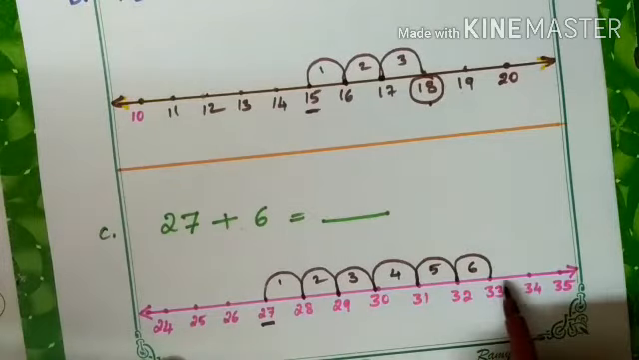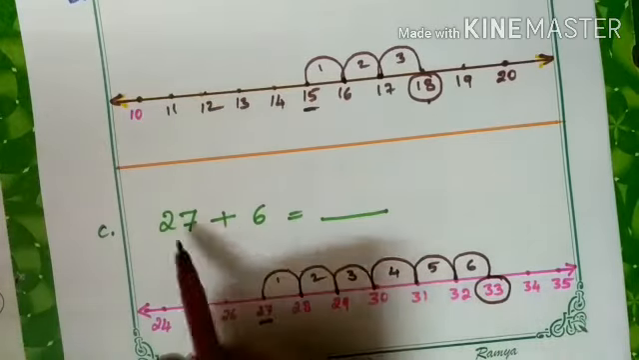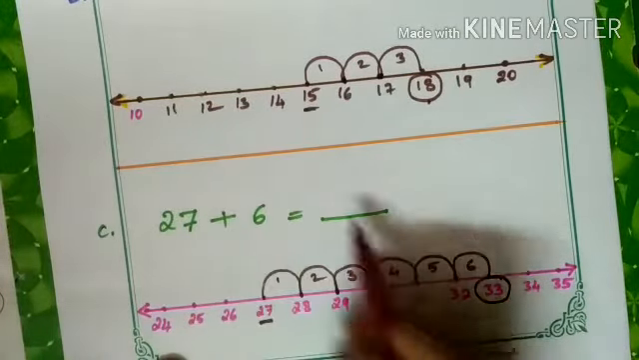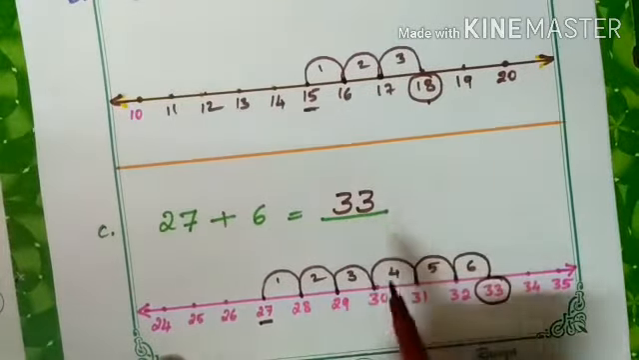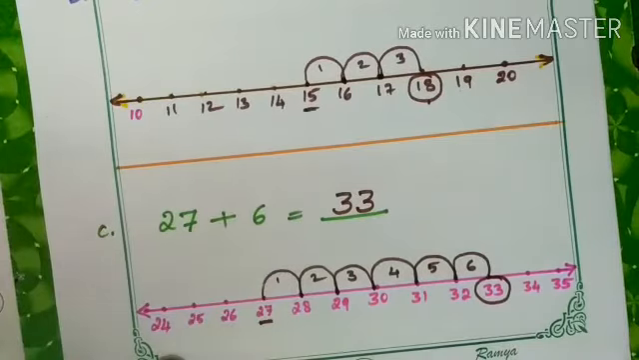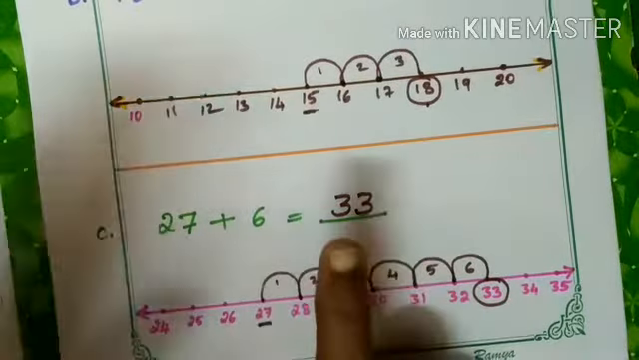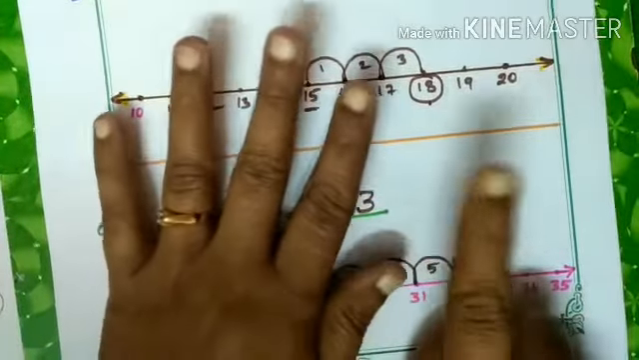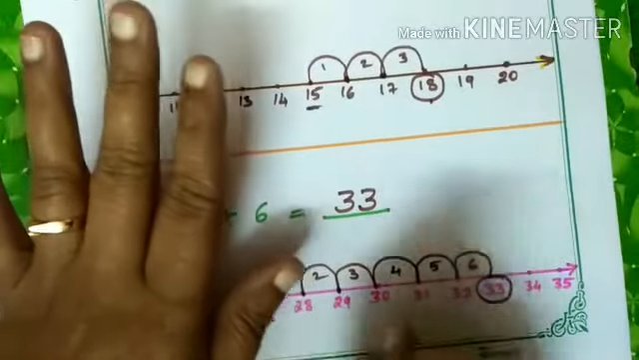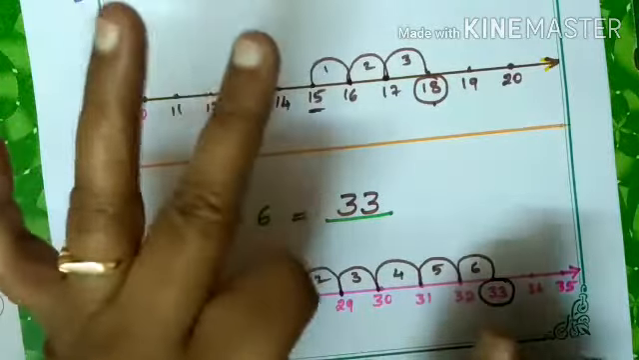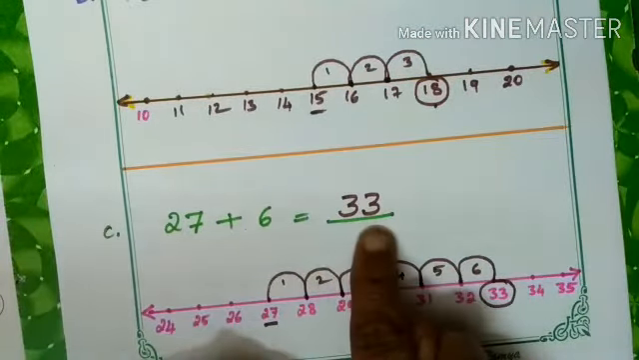Where do we reach, children? Yes, 33. We reached 33. 27 plus 6 equals 33. Now we write this answer here. Shall we check it? Now 27 is in your mind. Take 6 fingers in your hand. 5 plus 1 is 6. After 27: 28, 29, 30, 31, 32, 33. Yes, 33 is the right answer.